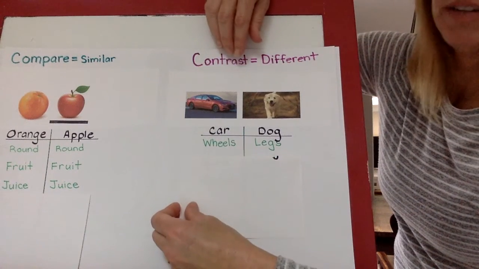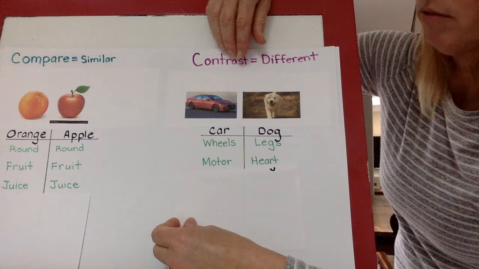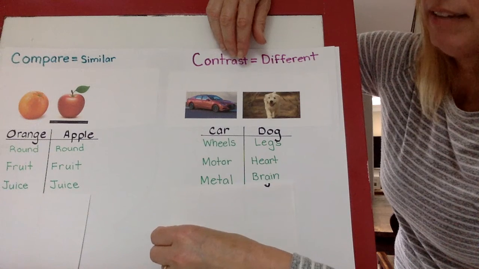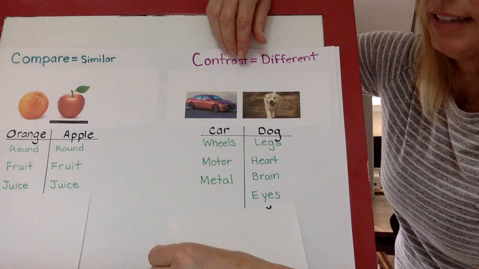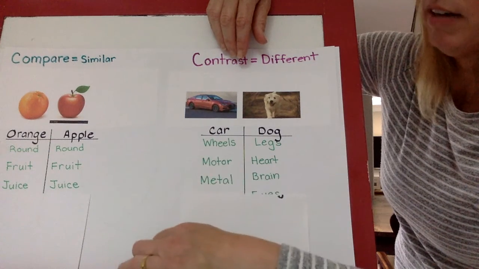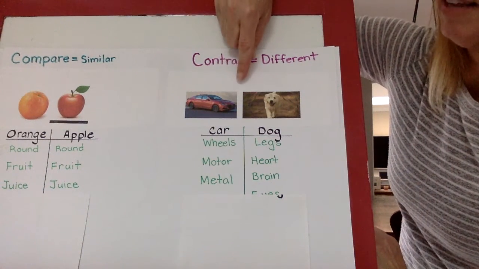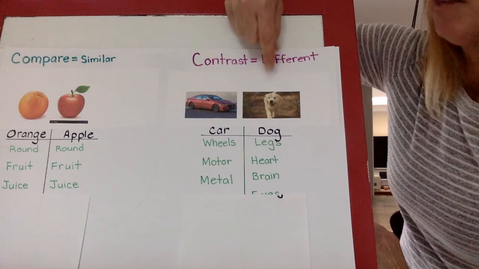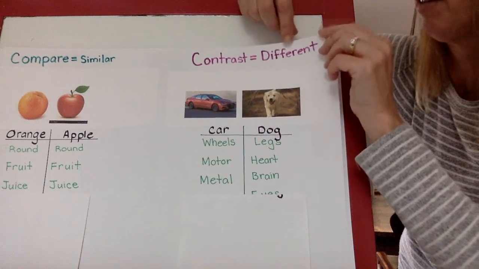A car has wheels, a dog has legs, a car has a motor, and a dog has a heart. A dog has a brain, and a car is made of metal. And I also listed down eyes and fur for a dog. Now they do have some similarities, which would be comparing the two. I could say that they both move. So I could include that as well, but I would have to change my list. So let's see a new list here.